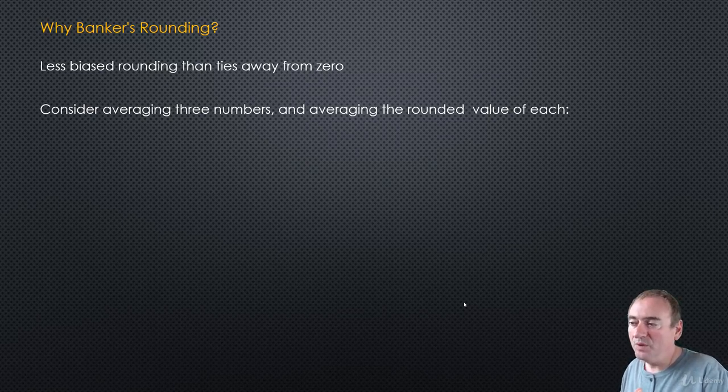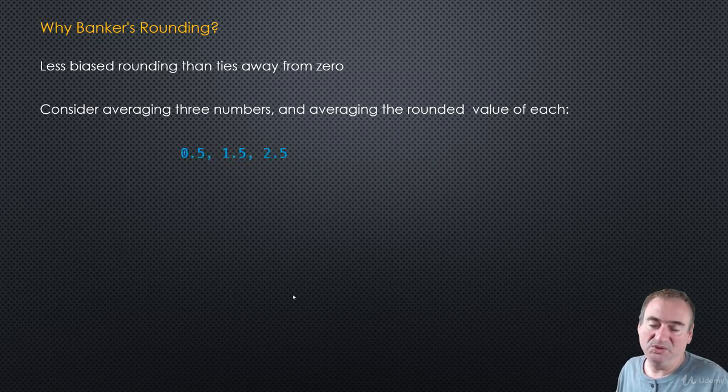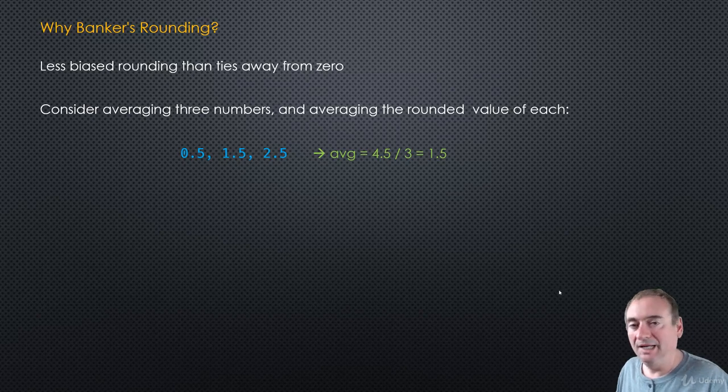So we can look at that in a more simplistic way by looking at these three numbers. And let's say we want to average these three numbers. So if we average them, well, the sum is 4.5 divided by 3, so the average is 1.5. Now let's say that we want to round first and then average. Let's see what happens.